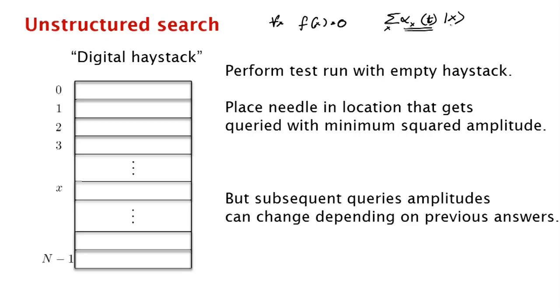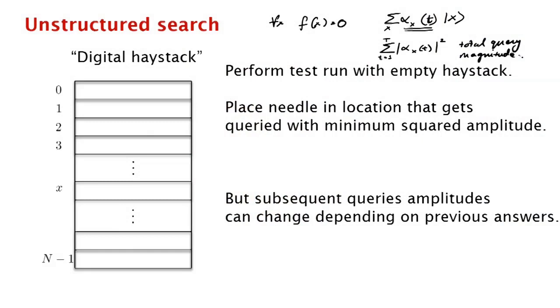For each particular x, we look at the total squared amplitude with which we are querying it. So we look at the summation over t equal to 1 to capital T, if there are capital T steps, of alpha x t magnitude squared. This is the total query squared magnitude. And we are going to find the x for which this is minimized. We think of that as the x to which this quantum algorithm is paying the least attention.